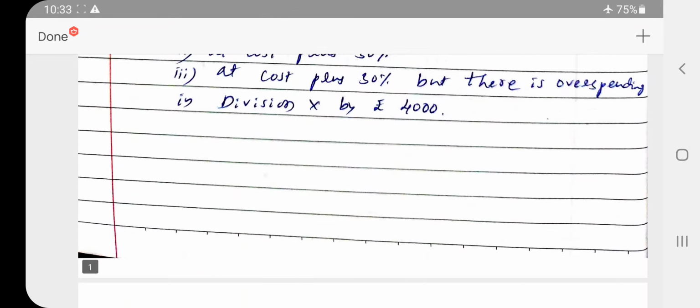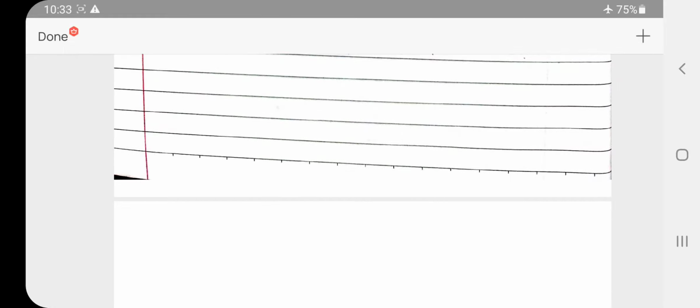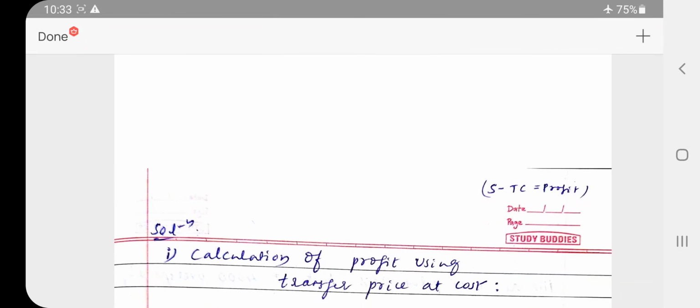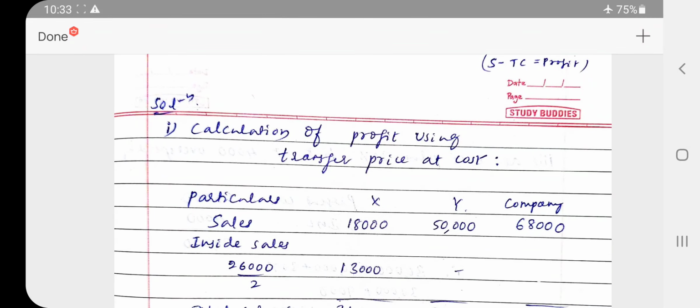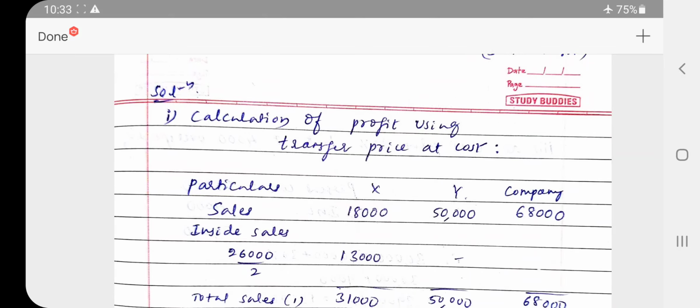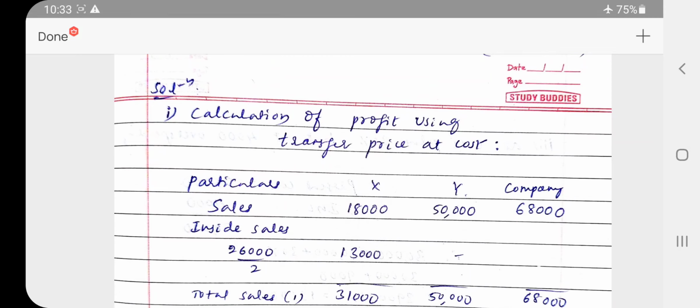So let us go with the solution so that we can understand clearly how we need to calculate the profit under different transfer pricing methods. Firstly, they have asked you to calculate the profit by using transfer prices at cost, isn't it? As per the information given in the problem, sales for X 18,000, Y 50,000, total will be 68,000. So this will be simple, you can understand easily.